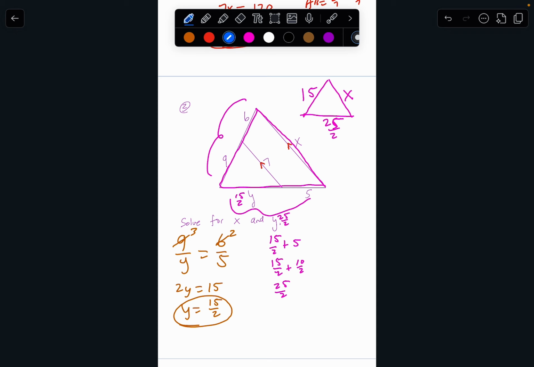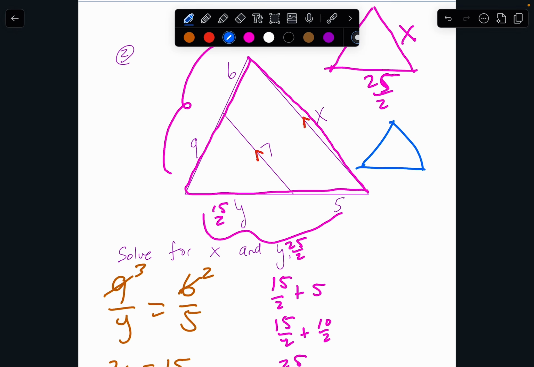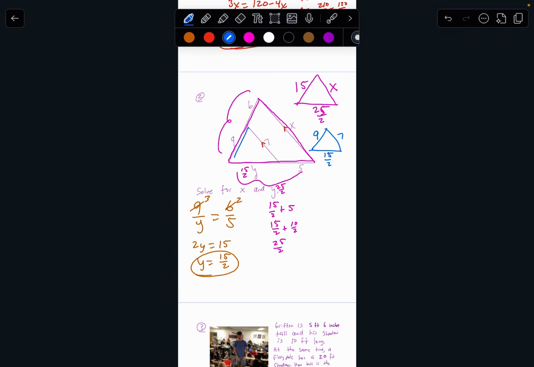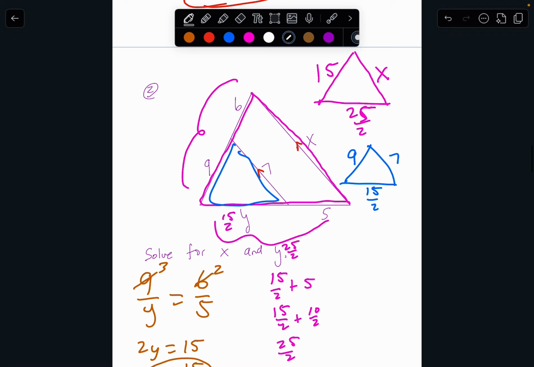The small triangle has sides of 9, 7, and y, which we just said y is 15 over 2. All right, so this is the small triangle here. Now, you don't actually need all the sides, but I did label all the sides. I don't think I actually even need that 25 over 2 that we got. But once you draw the triangles, it's easier to see how to solve for x.